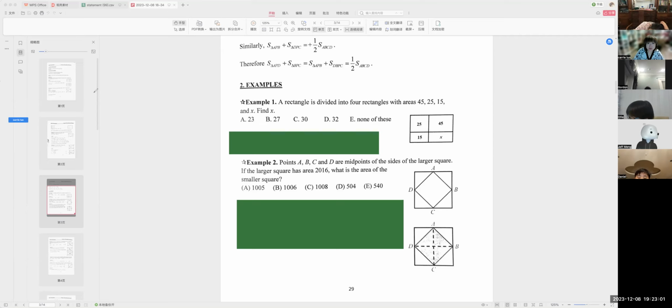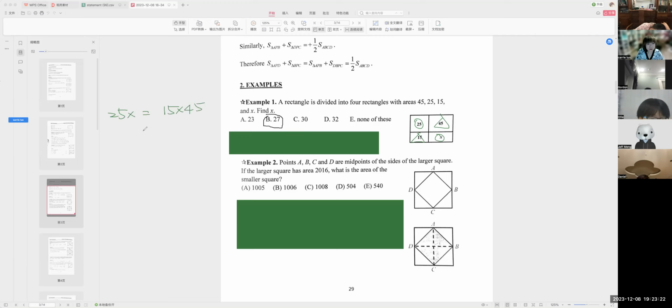Okay, let's take a look at this one. A rectangle is divided into four rectangles with area 45, 25, 15, and x. So find out the x. So we know that 25, these two area times together equals these two, right? So it's 25 times x equals 15 times 45.